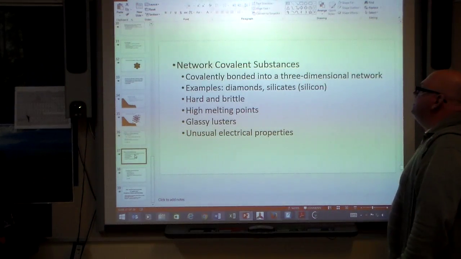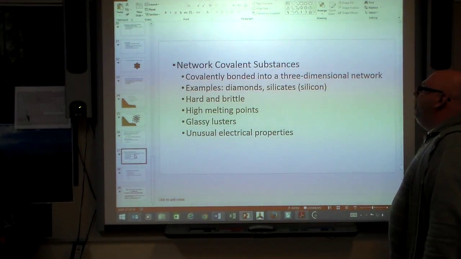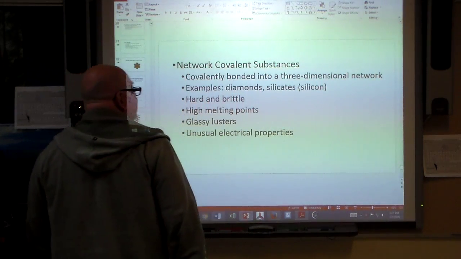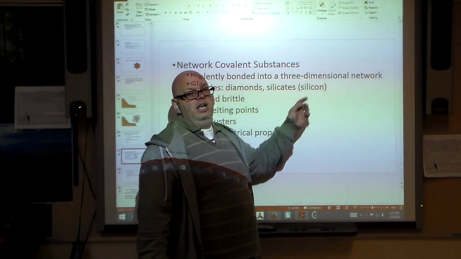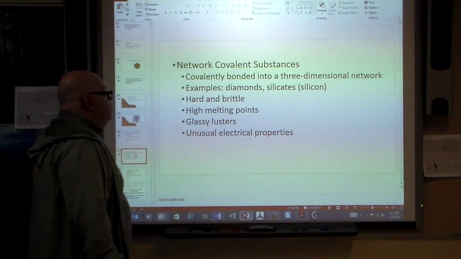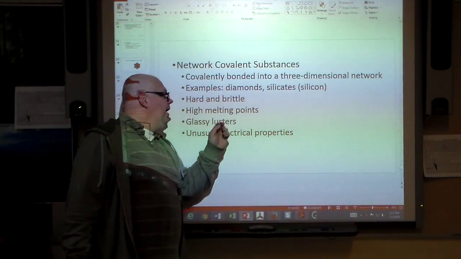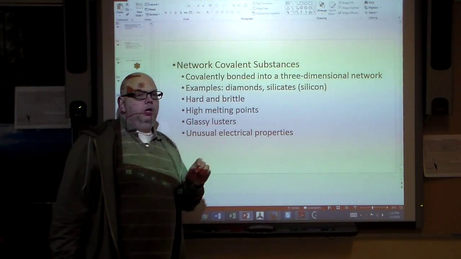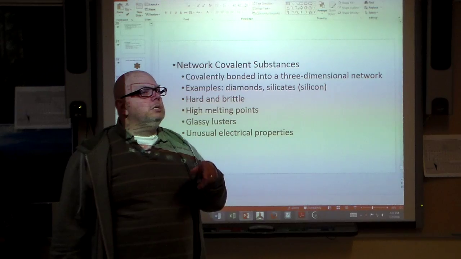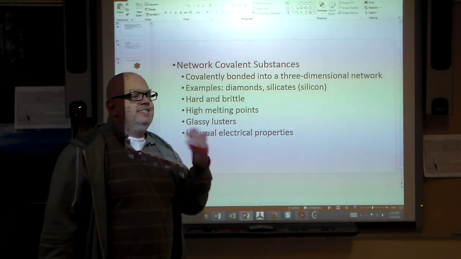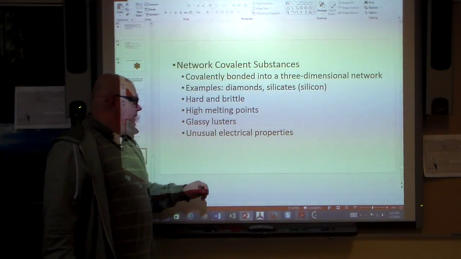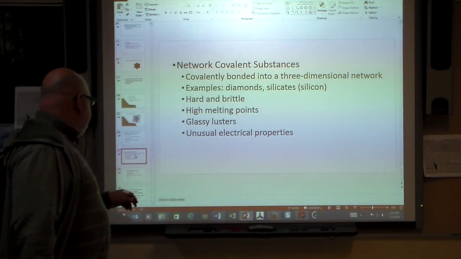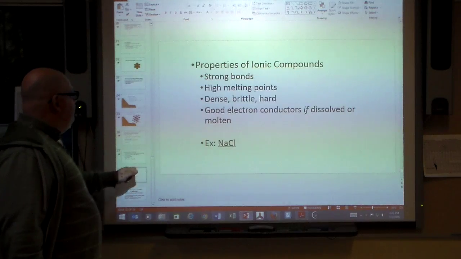Network covalent substances. Covalently bonded into a three-dimensional network like diamonds. Silicates. Now, silicates are made of silicon. They're hard, they're brittle, they have high melting points, glassy lusters. In other words, they look like glass and they shine. That's the luster. The luster is the shine. Unusual electrical properties. That's another thing that we have here.